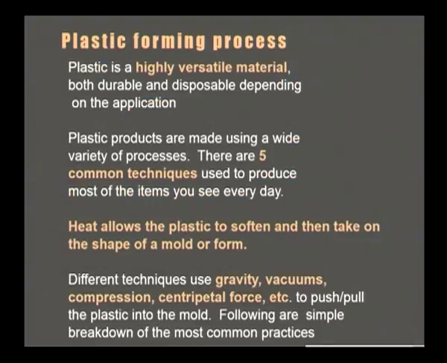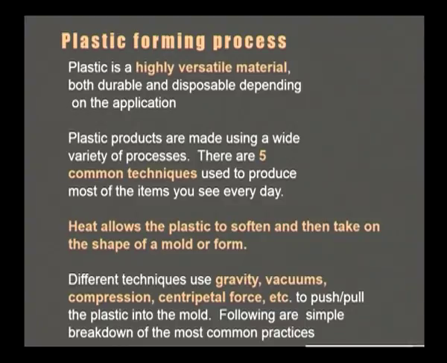So, we will be briefly looking at how plastic is formed. It is a highly versatile material. We have looked at its properties, its various applications, and its application directly as a building material. Plastic products are made using a wide variety of processes. There are 5 common techniques, we will be looking at 2 or 3.